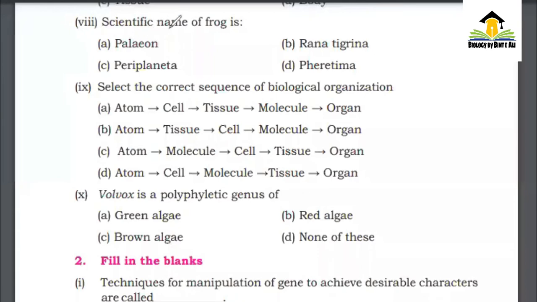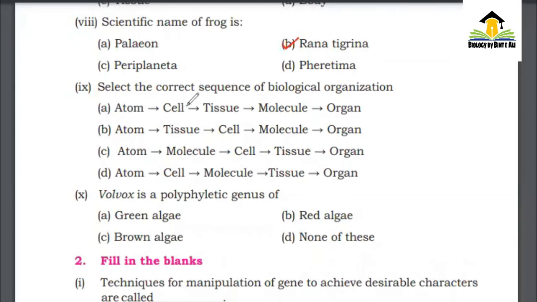MCQ number 8, scientific name of frog is: A. Pheretima, B. Rana tigrina, C. Periplaneta, D. Pheretima. The right answer for this MCQ is B, Rana tigrina.